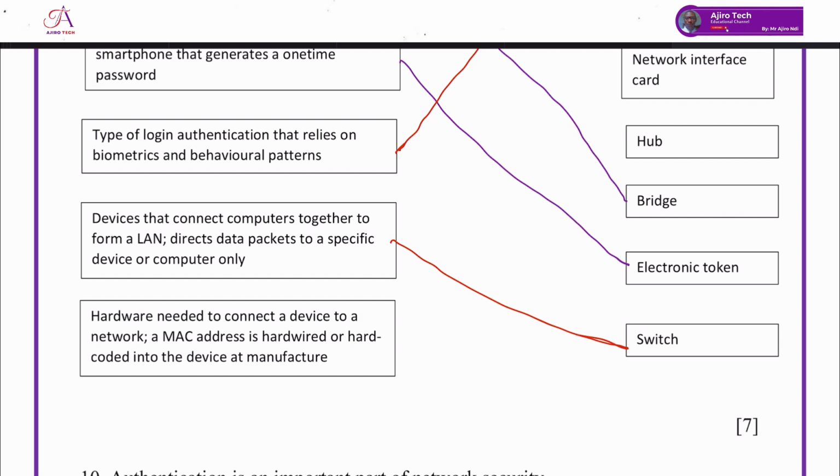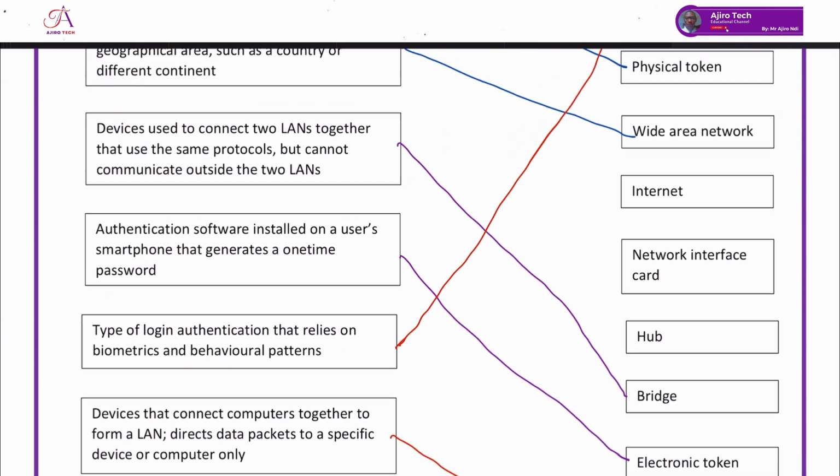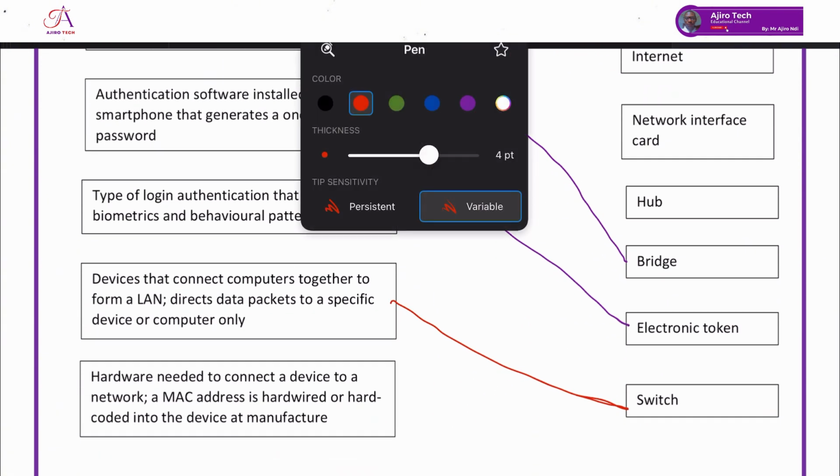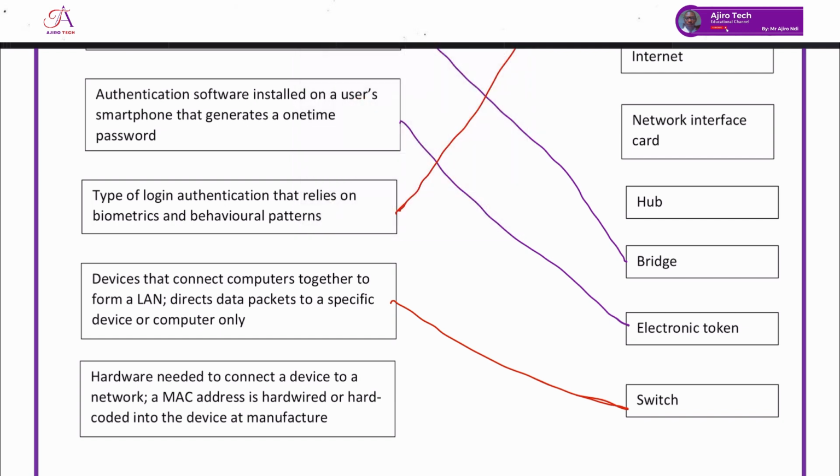Hardware needed to connect a device to a network. A MAC address is hardwired or hard coded into a device in manufacturing. So anything that allows you to have access to the internet or to a network that is inside the motherboard, that is seen as what? The network interface card. I think I'll use the network interface card.